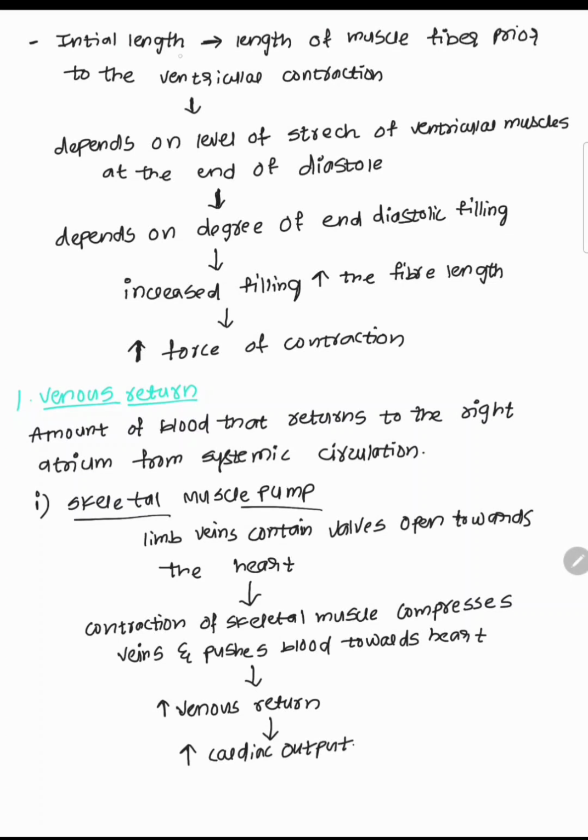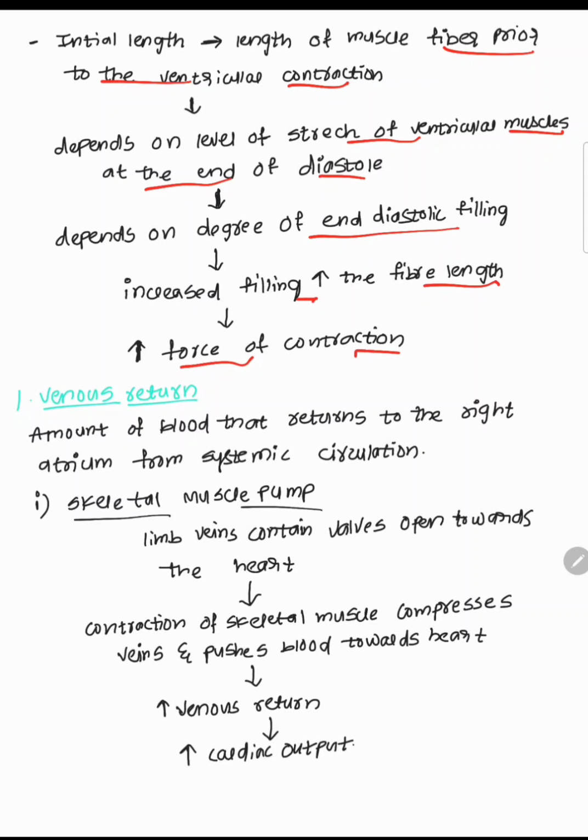See what happened. Initial length is the length of the muscle fiber prior to the ventricular contraction. It depends on the level of stretch of ventricular muscles at the end of the diastole, how much the ventricular muscles can stretch at the end of the diastole. It depends on degree of end diastolic filling. Increase in filling increases the fiber length, increases the force of contraction.